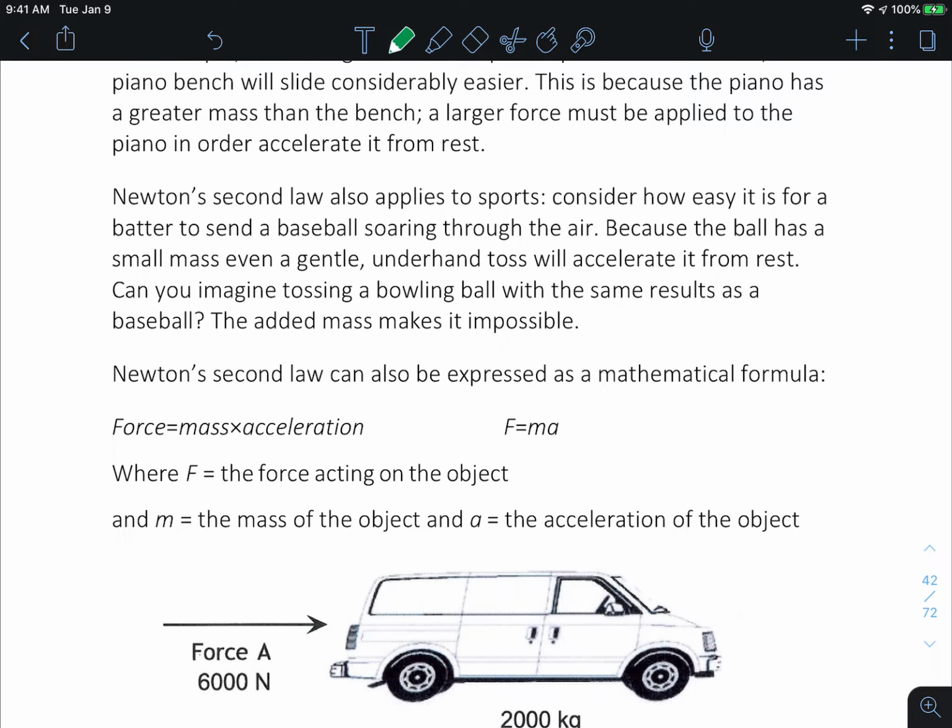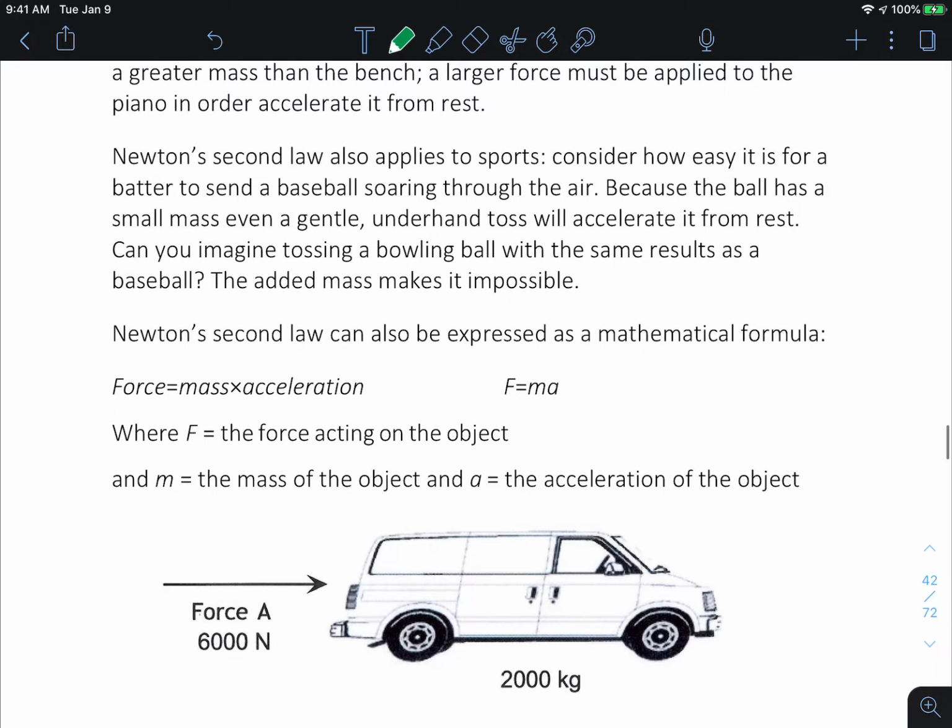Newton's second law also applies to sports. Consider how easy it is for a batter to send a baseball soaring through the air because the ball has a small mass. Even a gentle underhand toss will accelerate it from rest. Can you imagine tossing a bowling ball with the same results as the baseball? The added mass makes it impossible. And we can extend that to something like ping pong, where the ping pong ball has as little mass as possible, so that the small actions of the ping pong player can cause very quick accelerations of the ball.